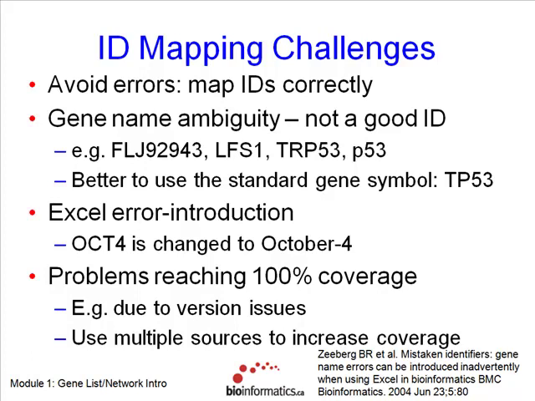Have you noticed that there is a progressive lessening of recognition of these identifiers as you go from, say, for example, Affymetrix code to the Entrez Gene and then to gene symbol? You mean as you do the translation, you lose genes? Yeah. So that's this last problem: problems reaching 100% coverage.